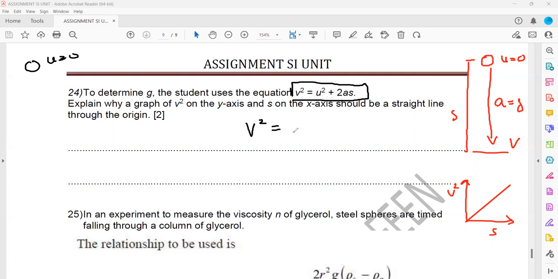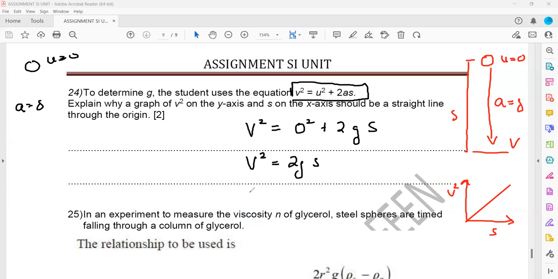So v squared is equal to 0 squared plus 2, and the acceleration is due to gravity for the falling object, which is 9.81. So we can say g, and the distance it falls is h. So this equation turns out to be v squared is equal to 2gs.